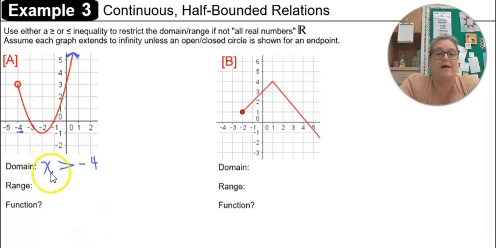Right? We're going to have non-inclusive because of this open circle. Okay, now let's take a look at the range. Range is all the possible y values, right? We want to start at the lowest y value, and that's here at -1.